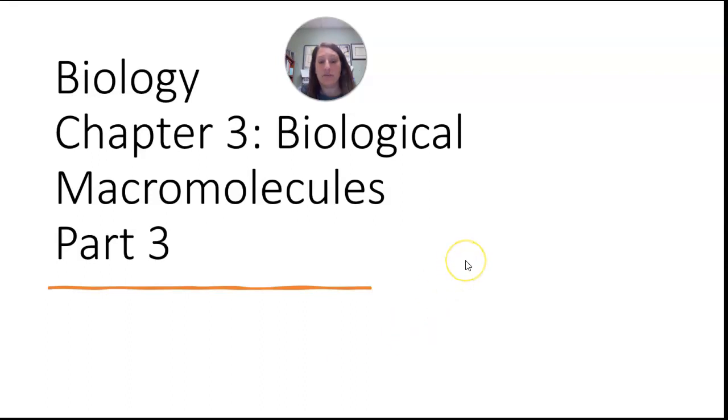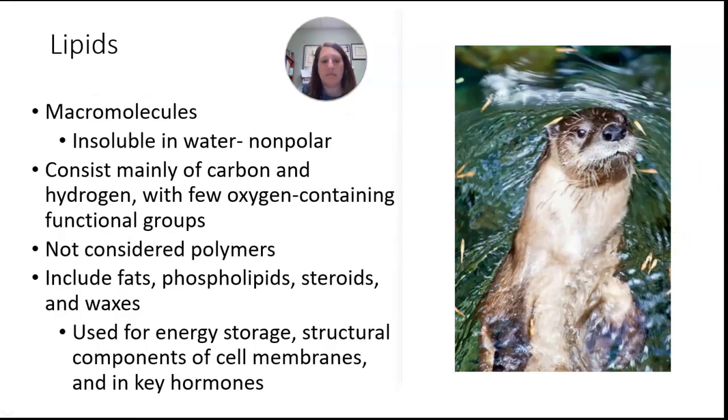Okay, so this is Chapter 3, Part 3, and our focus for this part of the chapter will be on lipids, which is our second class of macromolecules. Okay, so again, lipids are organic, large, complex macromolecules that we find inside of living organisms.